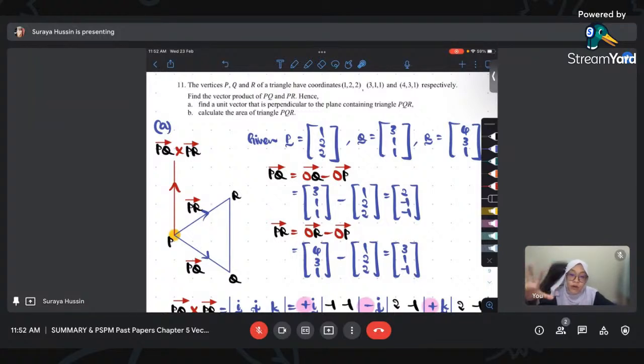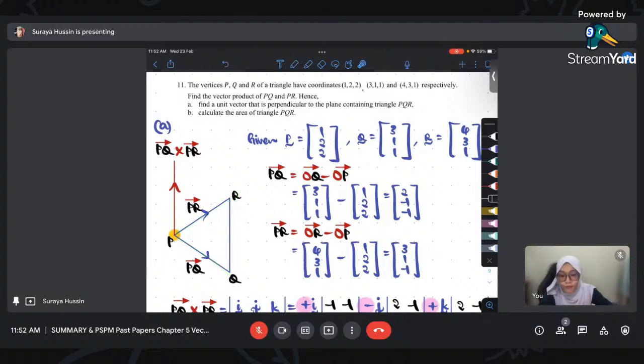We have to make it important and I suggest you all to lukis. Lukis tu sangat penting dalam vector. I repeat lah, maths has a lot of graph thingy, ellipses, parabola semua tu kan. Jadi vektor pun apa kurangnya? Perlu juga lukis. Kalau dia cakap triangle, you dah prepared lah triangle.